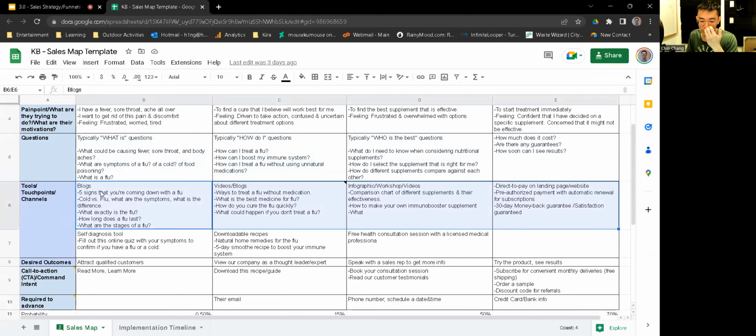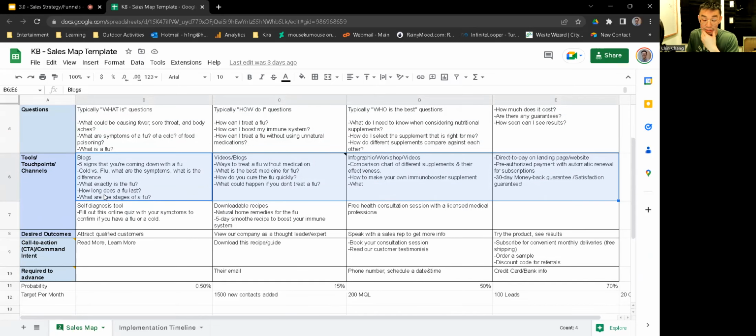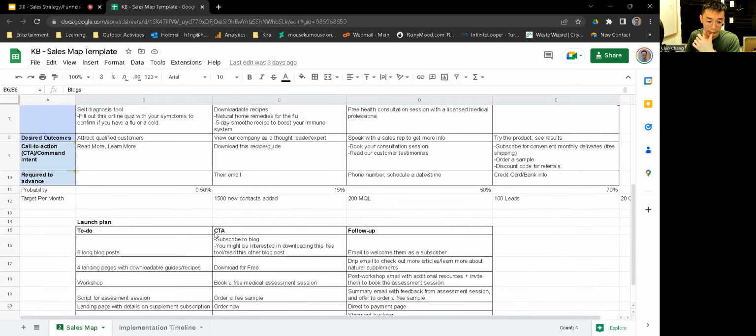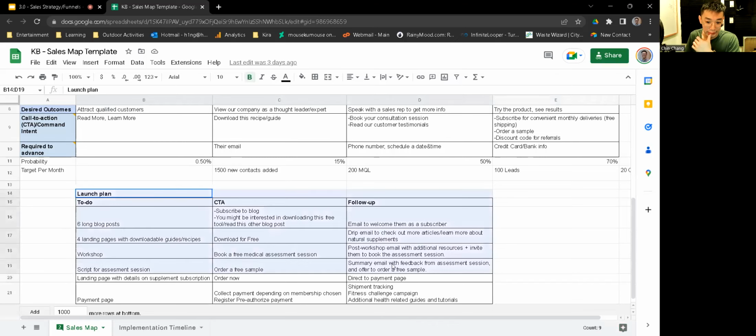Again, channels, for example, if you're going after Gen Zs, maybe you find that videos on TikTok are better. Or if you're going after millennials, maybe it's Facebook, right? So different channels work better depending on what touch point you're building, what asset, what content, and also how you're addressing the question. Then you can create the launch plan.